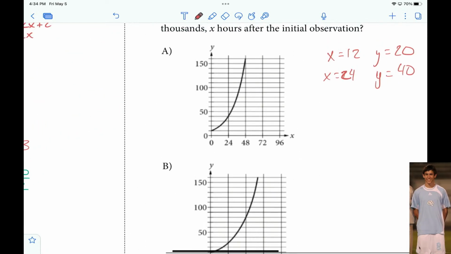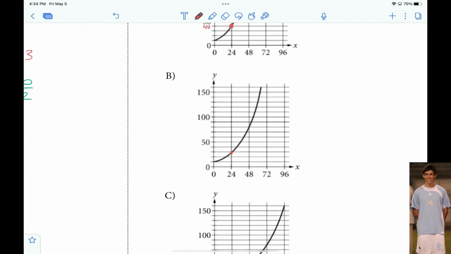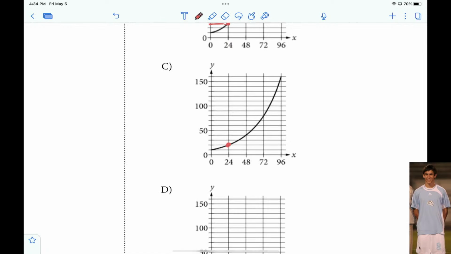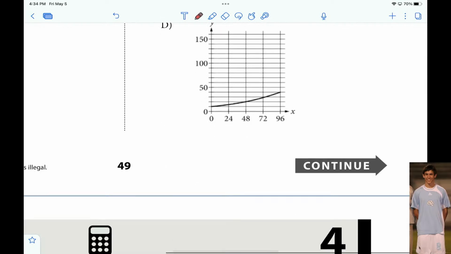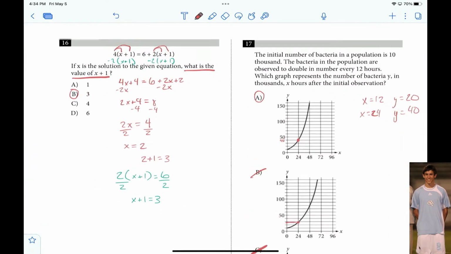When x is 24, y should be 40. So we'll just look at answer choice A. When x is 24, y does look like right there, it'd be 40. Okay, that could work. When x is 24 here, that is not at 40, so B is out. When x is 24, that is not at 40, so that is out. When x is 24, yeah, that's not it. So the answer is A. Again, it's another problem where I'm just picking points and plugging in and guessing and checking. A lot of problems where they're asking what's the graph of some scenario, very often I'm just picking numbers and guessing and checking.